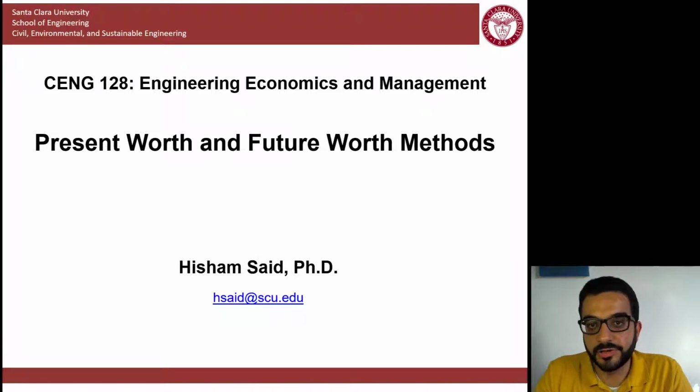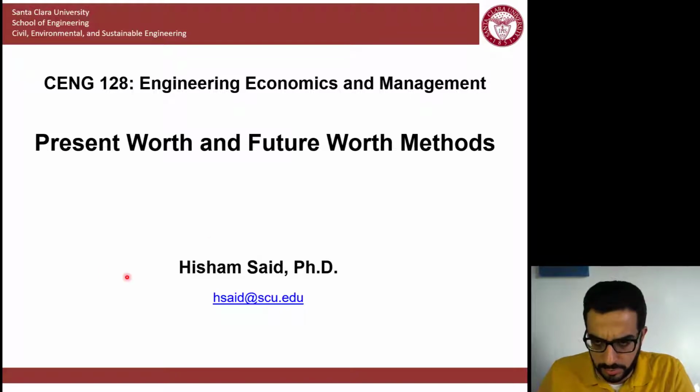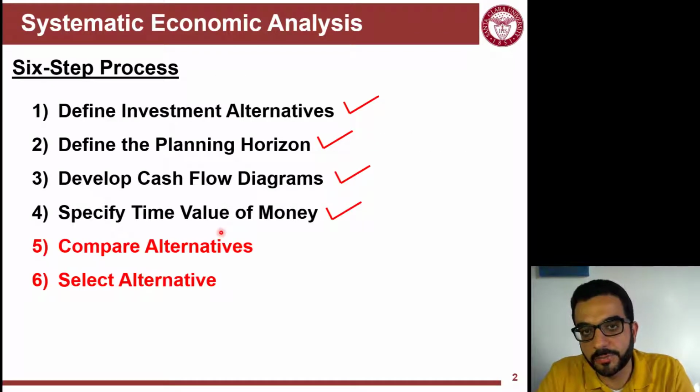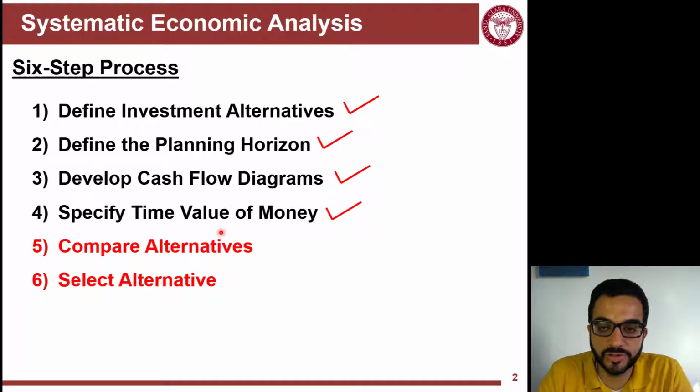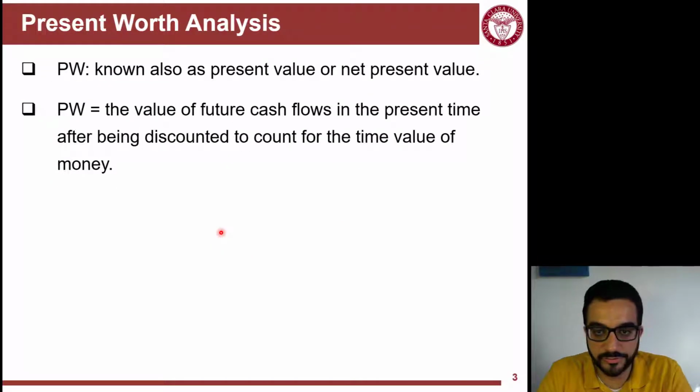Hi. In this video, we'll see how to use present worth and future worth to compare between engineering alternatives. We've seen in a previous video the process for comparing between engineering alternatives. We start with defining the alternatives and their planning horizon, developing their cash flows, and then determining their time value of money. And for comparing between alternatives, we knew that there's the present worth method, future worth, annual worth, and also the internal rate of return method. So in this video, we're covering two of these approaches to compare between alternatives.